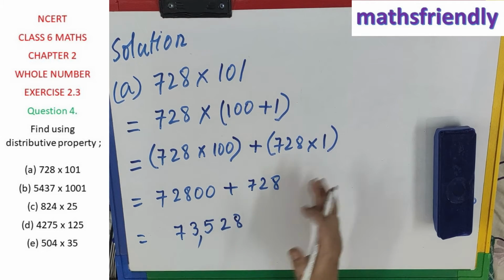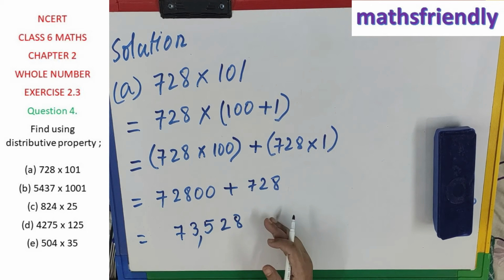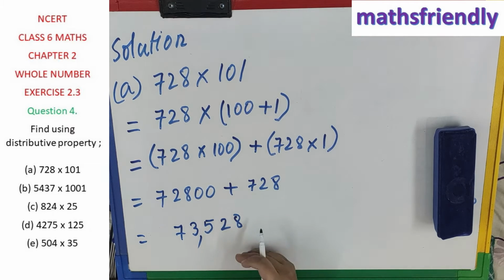So you can do this addition directly. No need to do this addition in the rough space. Now that you have come to class 6, you should learn how to do these additions directly. So this is the answer. We found this using the distributive property. Now let's come to part B.